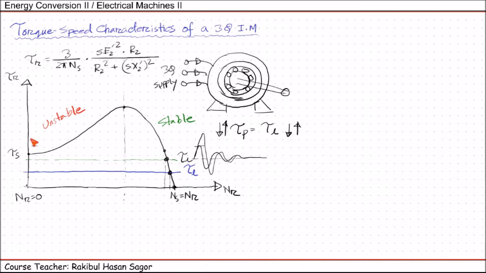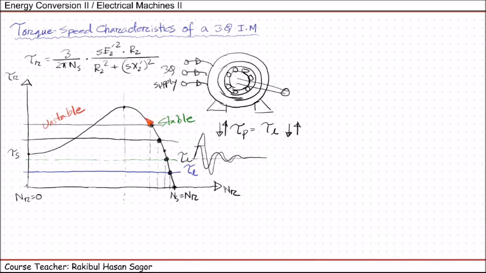Now, under running condition, if we increase the load more and more, we bring it here, then the new operating point will be here. That means we are giving more load torque, and the motor will also produce that amount of torque as long as this is in the stable region, and the speed of the rotor will decrease. If we keep increasing the load, what will happen? As long as it's in the stable region, the motor's speed will decrease and the motor's produced torque will increase.